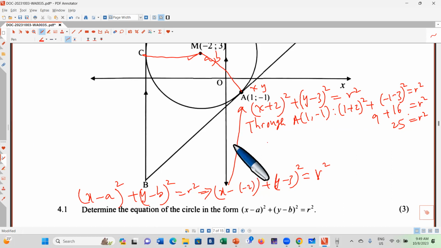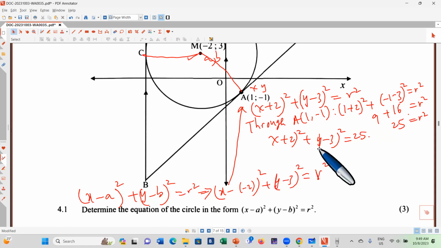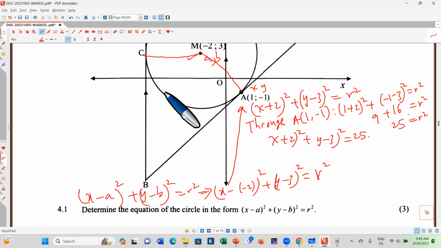So if it is 25, then it means that we have x plus 2, which you square, and then you have y minus 3, which you square, and therefore this equals 25, and that is the result. So therefore, this one is x plus 2, and this one is y minus 3. Okay, that is the equation that is wanted.